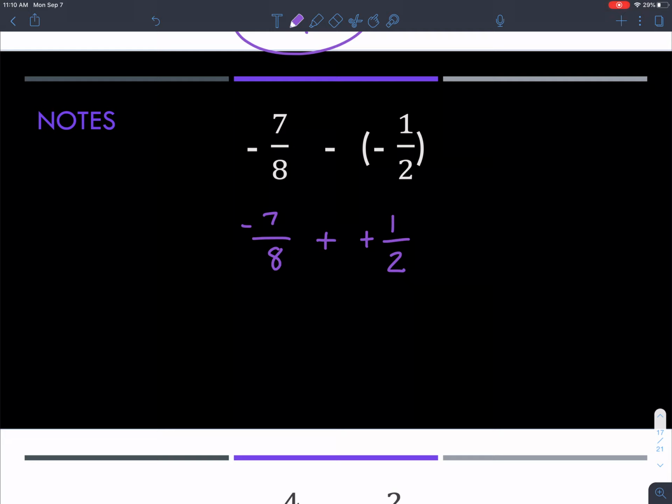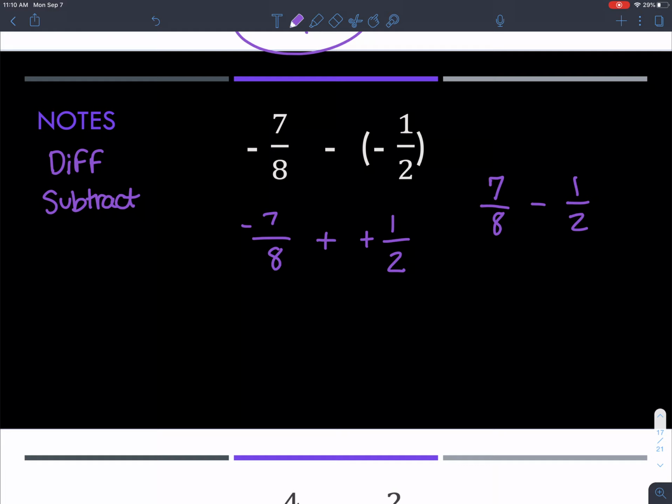So are these the same or different? They are different. We have a negative and a positive, so we're going to have to subtract them. Now what I want to do is come out here and do 7/8 minus 1/2. The problem is we need to have common denominators.